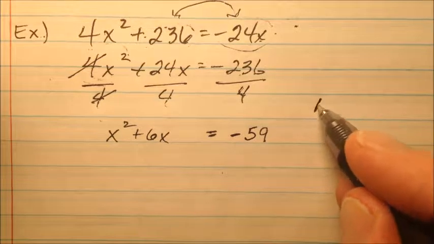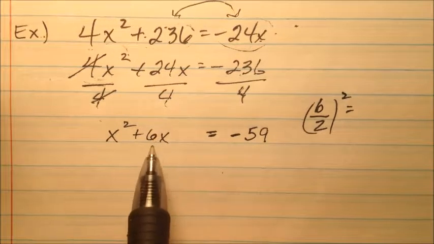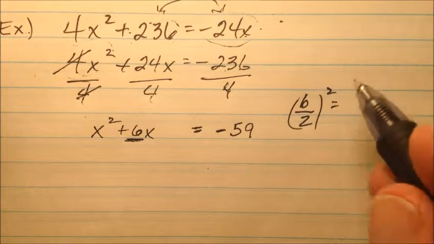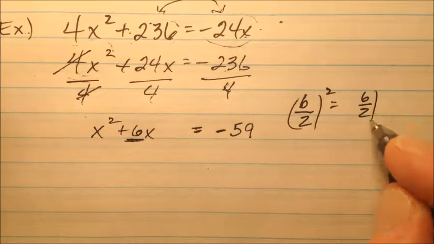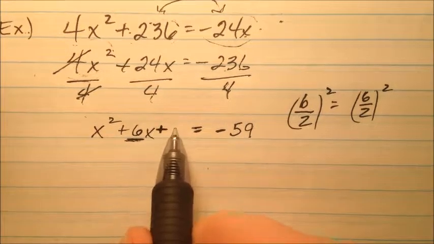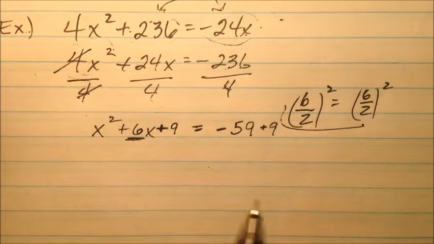So to complete the square, we're going to take half the b term and square it. Right? So in our case, the b term is 6. Kind of like the first example was 6, right? So half of 6 is 3, and 3 squared is 9. So I'm going to add 9 to both sides.